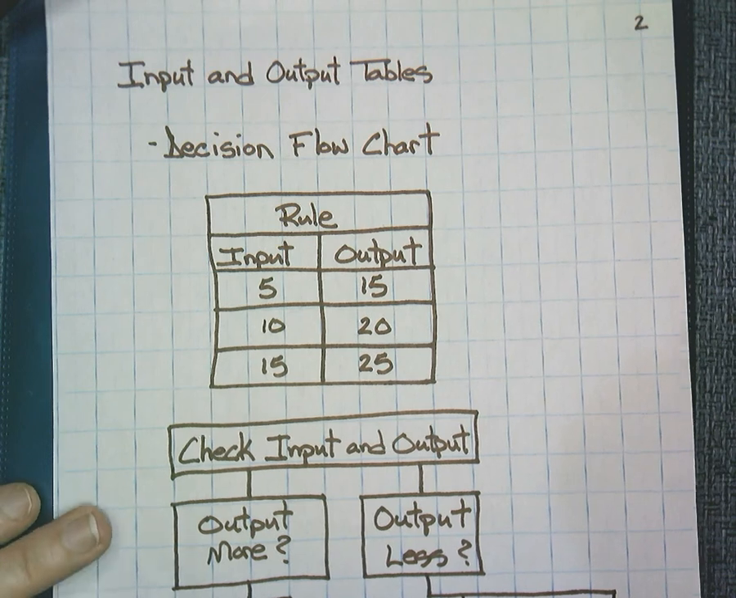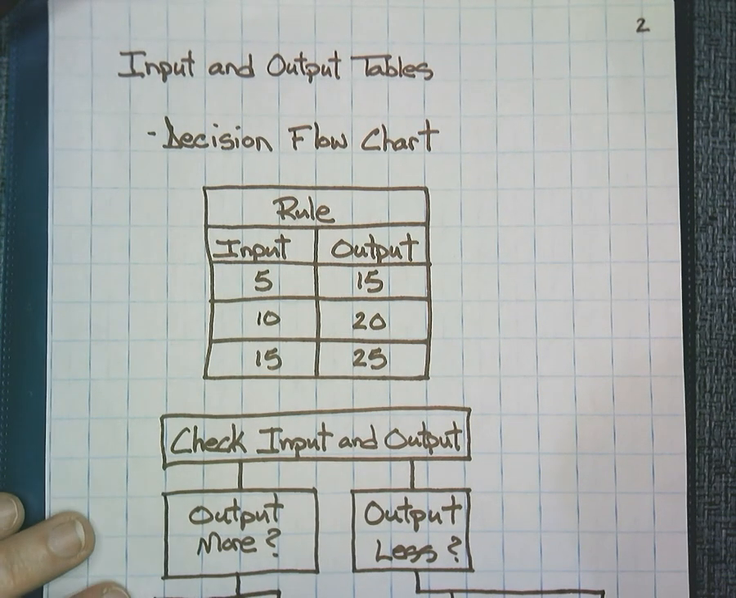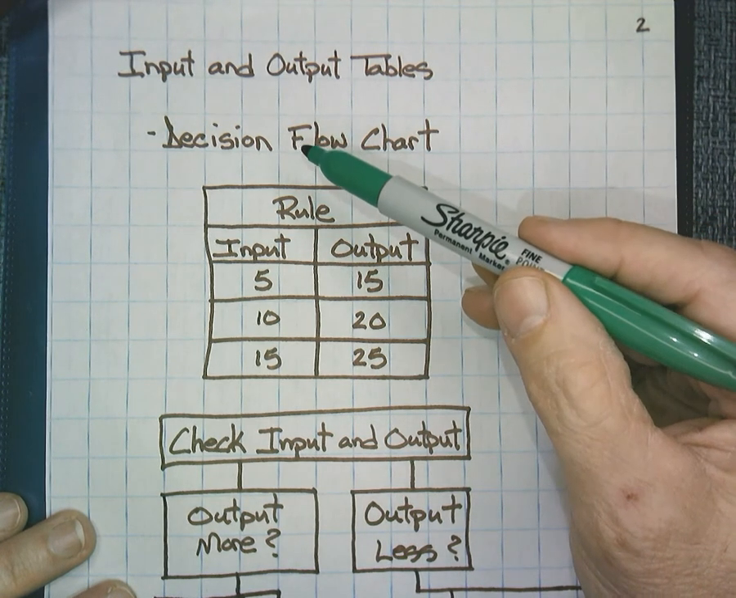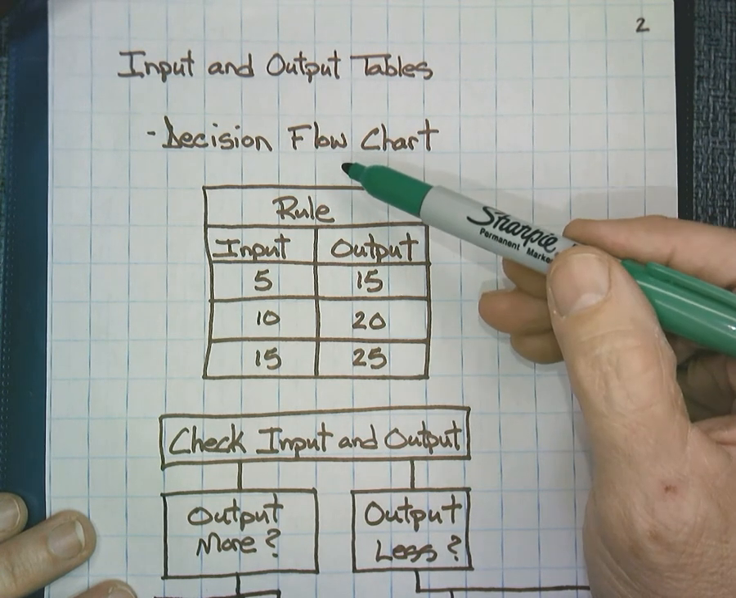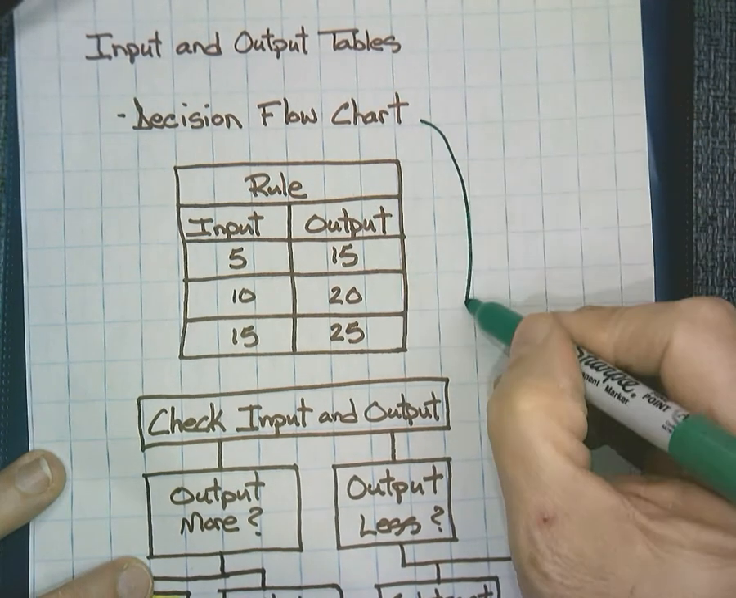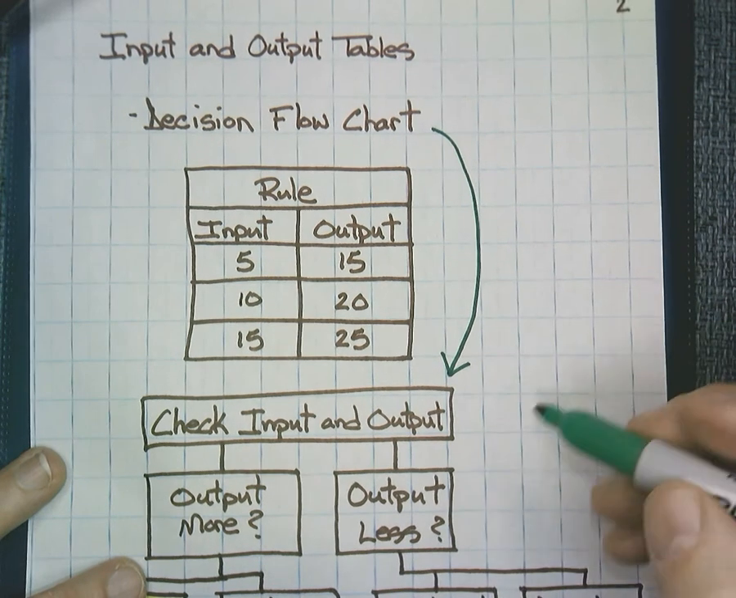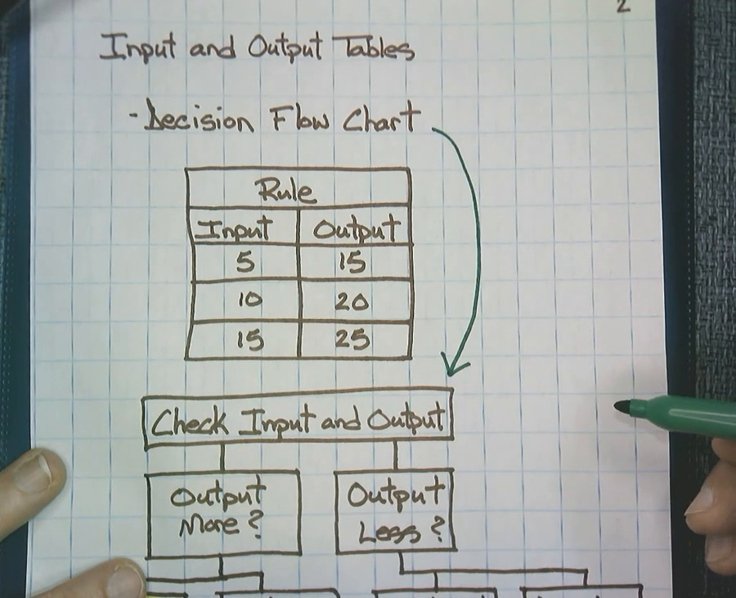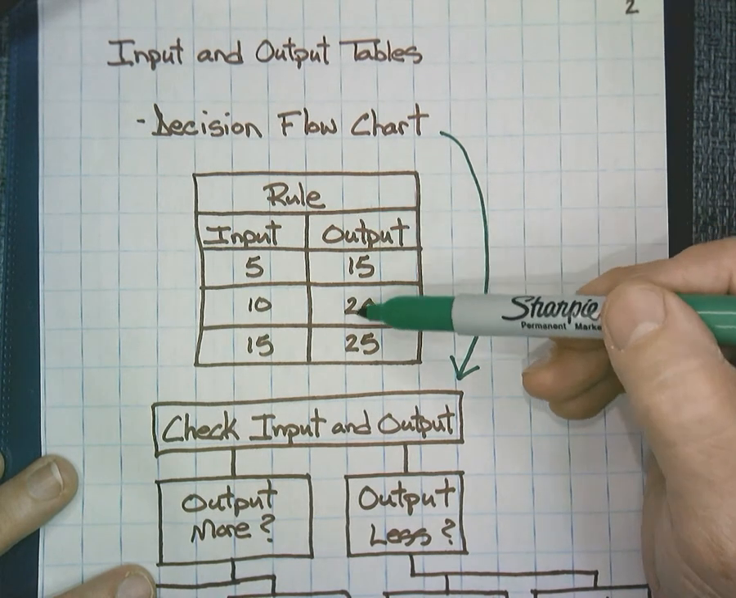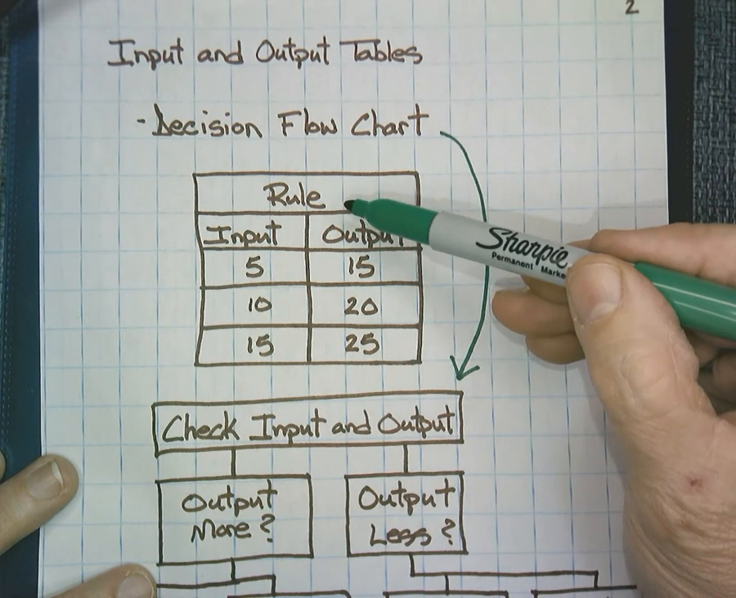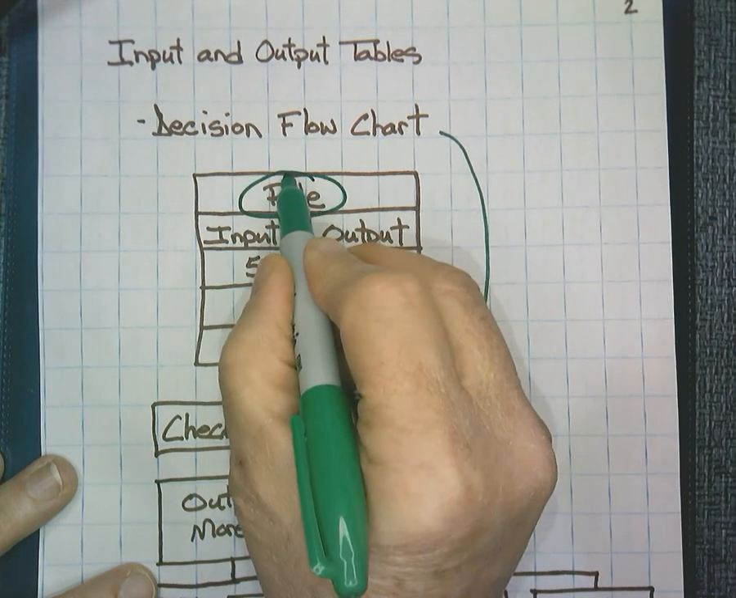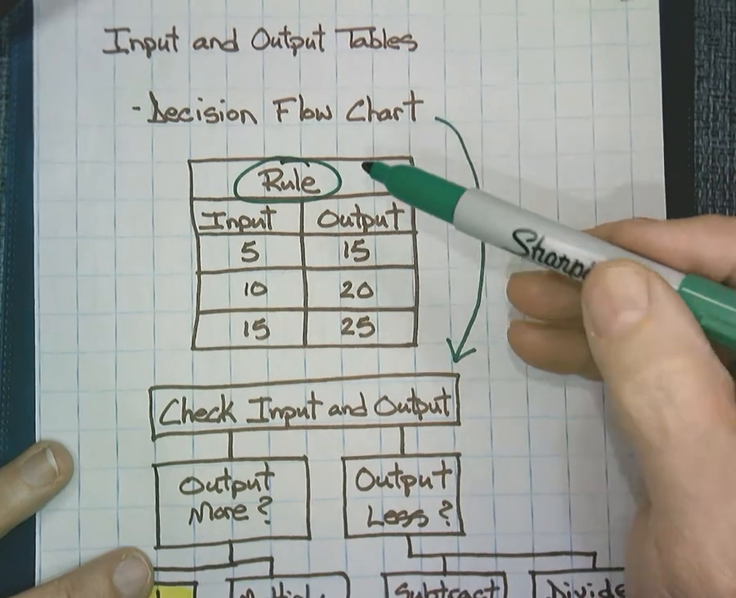When you do input and output tables, usually you would have to make a decision. I'm just going to call this a decision flowchart. Now, the flowchart is down here. A decision flowchart would just mean that you would have to ask yourself a series of questions to come up with what to do. So for this example, we have an input-output table. We don't know the rule. That's our job, is to find the rule.